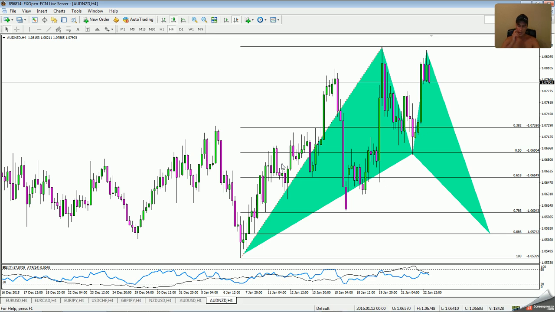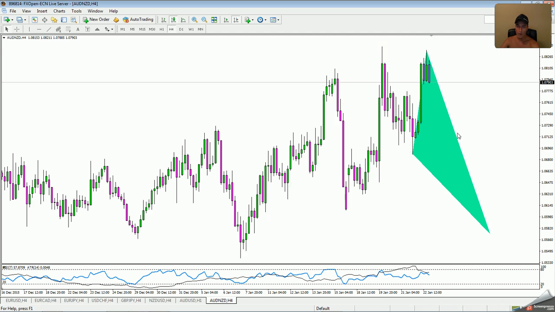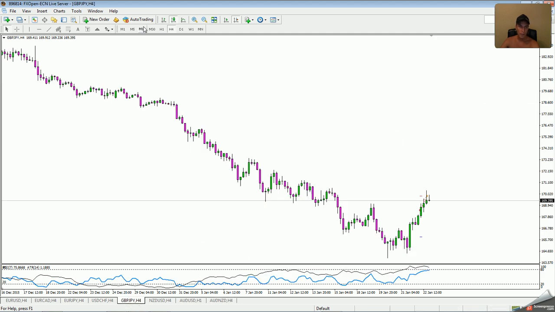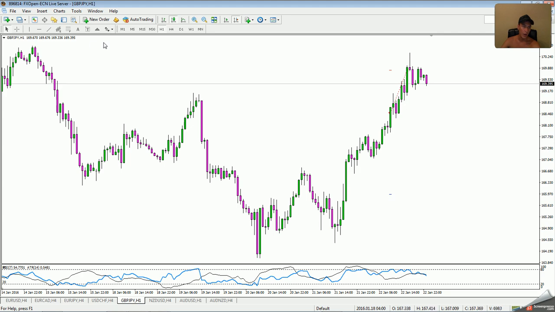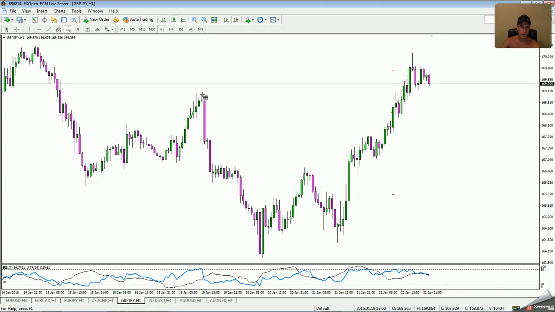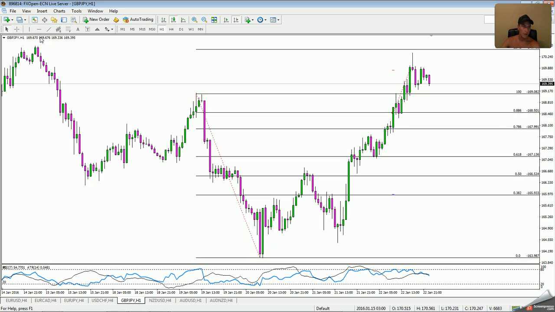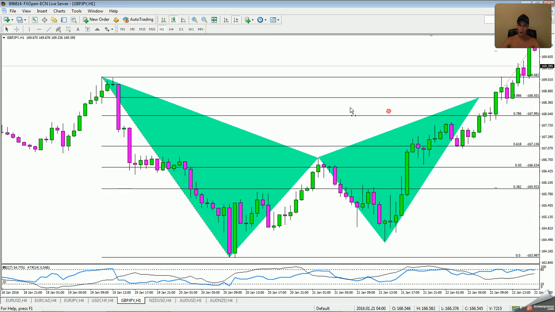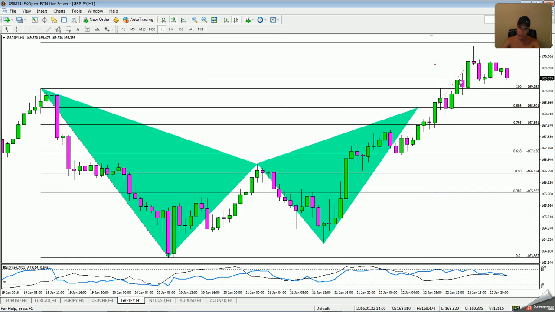Okay, so what I want to do is, that's something I wanted to show you. Previously in the week, I had a bearish bat pattern on the 1 hour time frame. For those of you who don't know what it looked like, if I had to draw it in for you, this is what it looked like. X to A leg, B leg, B to C leg, and then C to D leg, completing at the 886% retracement.